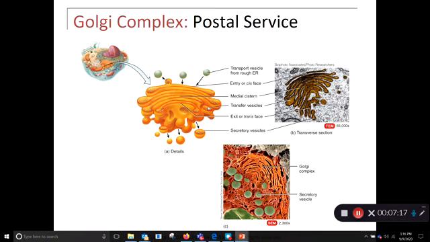You don't need to know how it's processed. Just know that certain things occurred that allow it to be stamped, postmarked, and off it goes, often to the cell membrane, to be the contents to either be released out into the wild blue yonder or to become part of the cell membrane.